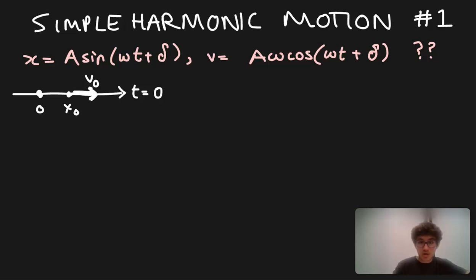If you've ever studied simple harmonic motion, you've probably come across these formulas. x is equal to A sine of omega t plus delta, and the velocity v is equal to A omega cosine of omega t plus delta. But how do you actually get these formulas? Let's take a look at a very basic example.